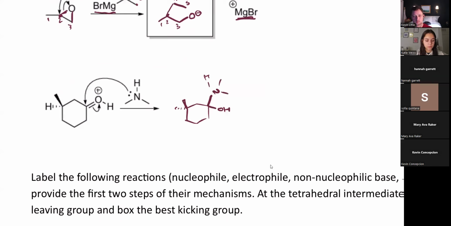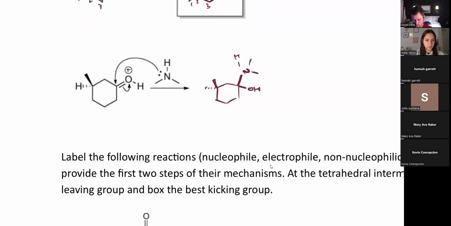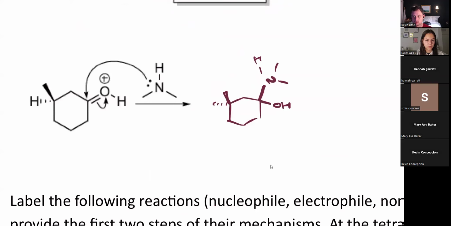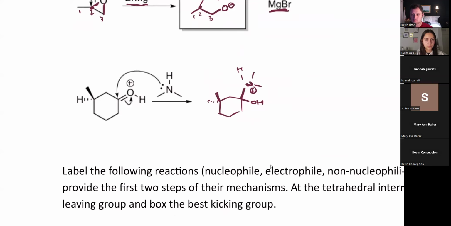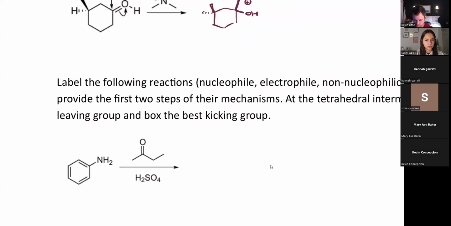None of those changed. Now, what people will lose points on in a question like this, what this question is really trying to get at, is: can you balance these charges? Can you see that this OH has gained electrons and that this nitrogen has lost electrons? So this nitrogen now has a positive charge. If you don't put the charge, you will lose points. The charge is important.